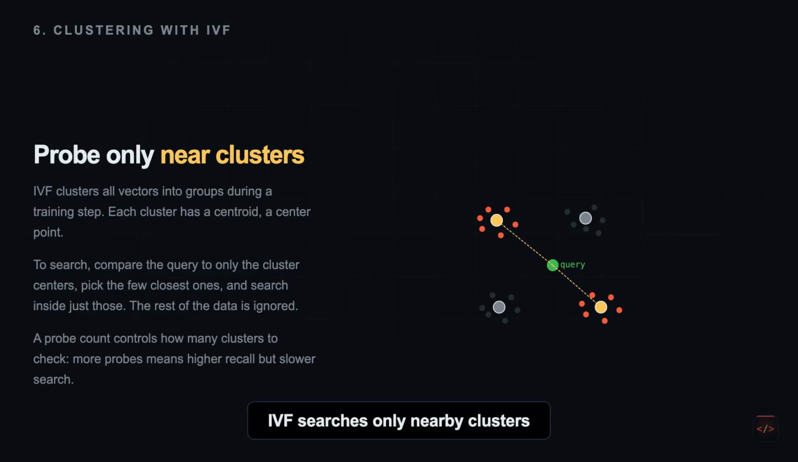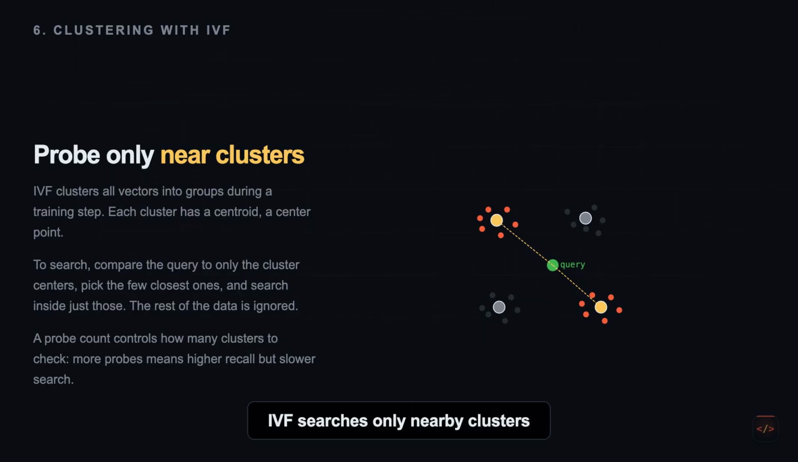A different strategy is the inverted file index (IVF). First, what you do is you cluster all these vectors into groups, each with a center point during a training step. Then, to search, compare the query only to the cluster centers. Pick the few closest clusters and search inside just those. So here you ignore the vast majority of the data that lives in faraway clusters.